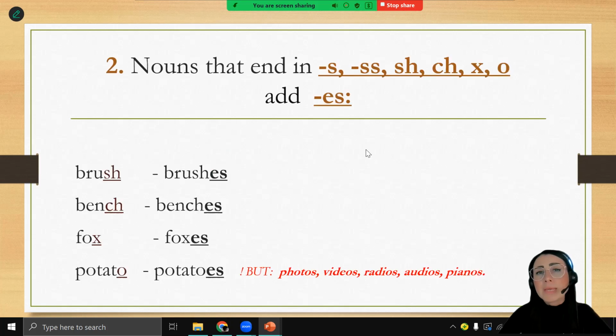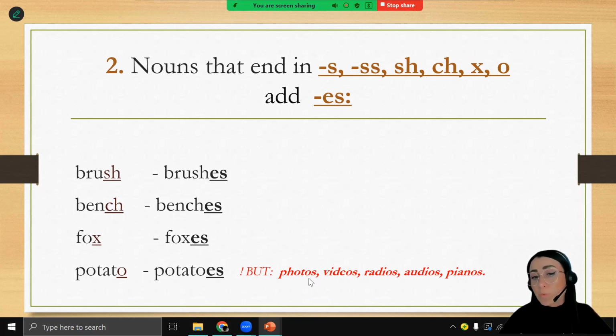dresses. We add the ending es not only to words which finish with s and double s, but the same happens with sh, ch, x, and o ending words. For example, brush, brushes. Can you see it? sh has the ending es. Bench, benches. Fox, foxes. Potato, potatoes. But you should remember that there are some exceptions.